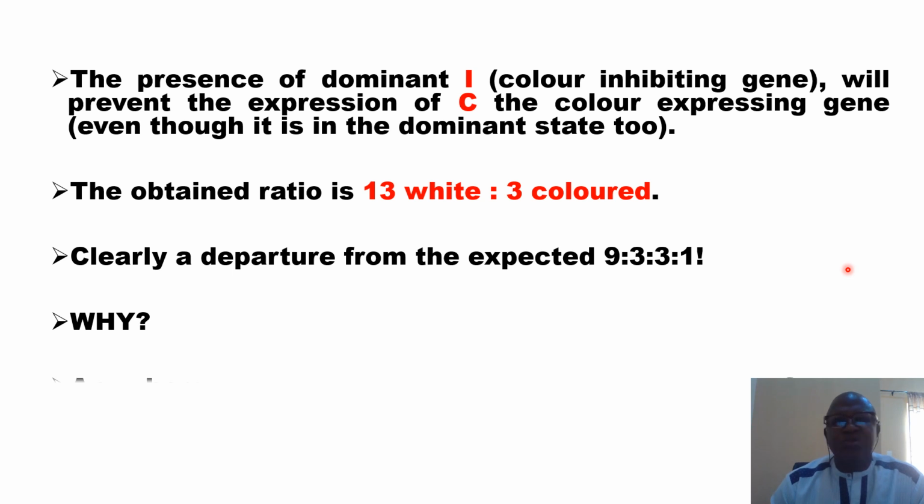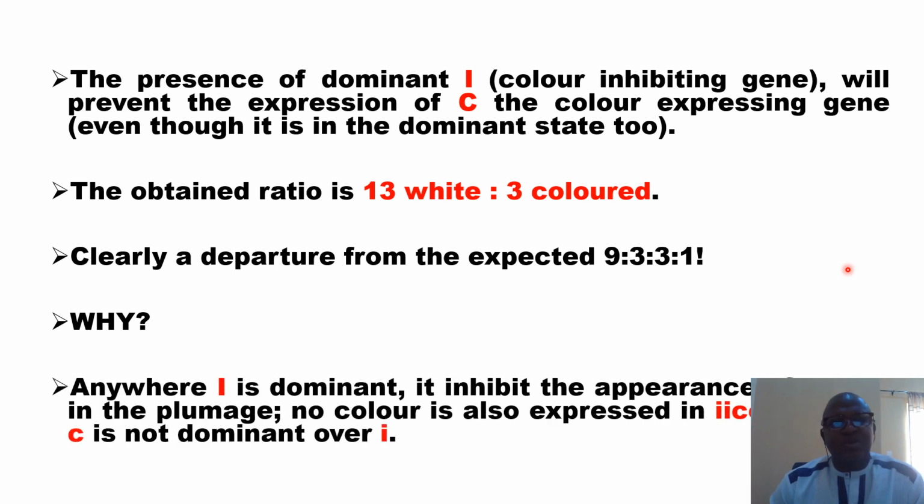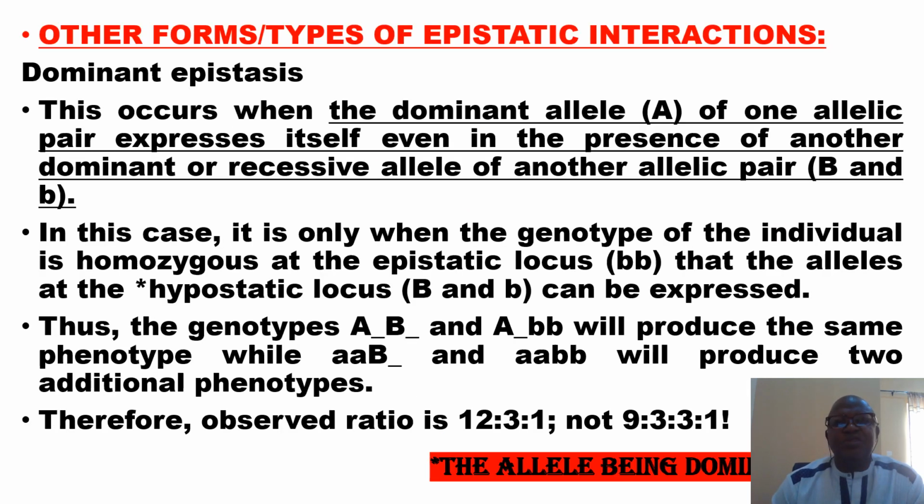Now, we want to know the reason why this occurs. The reason is anywhere the capital I is dominant, it will prevent the appearance of color in the plumage because it is an inhibiting gene. And even where there's recessive, in the recessive state, small i, small c, small c, the small i will also prevent the small c from expressing itself. And that is the reason why even these birds are having white coloration as against being colored.